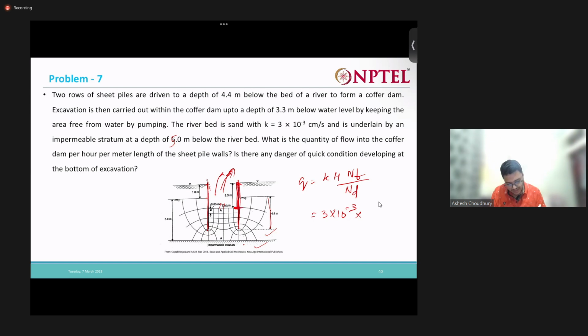See, here also the head is there, right? At this point also, you just calculate this total head. Water will be entering through here along this length, so the total pressure of water will be there, and it will be 3.3 only.